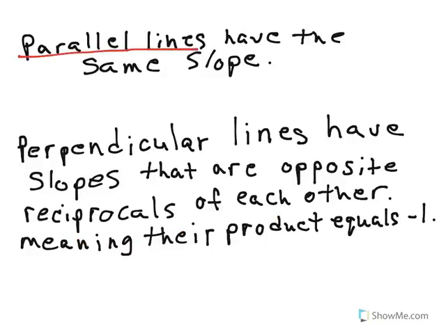Parallel lines have the same slope. For example, if one line has a slope of negative 2/3, another line parallel to this line also has a slope of negative 2/3. They are exactly the same.